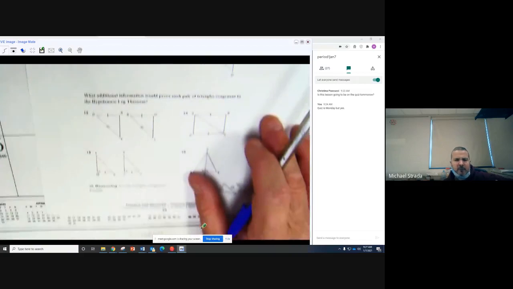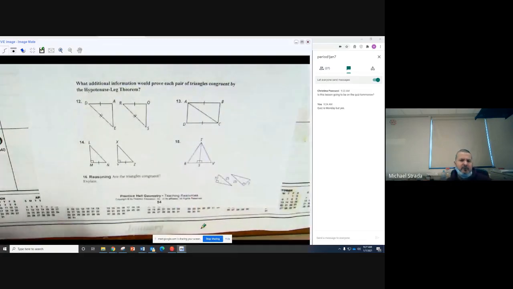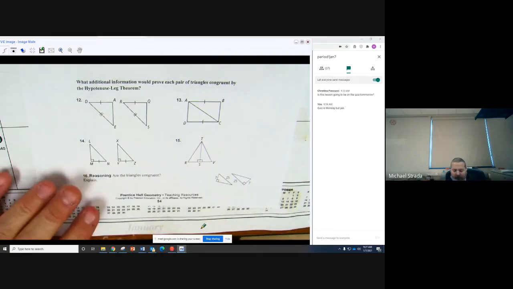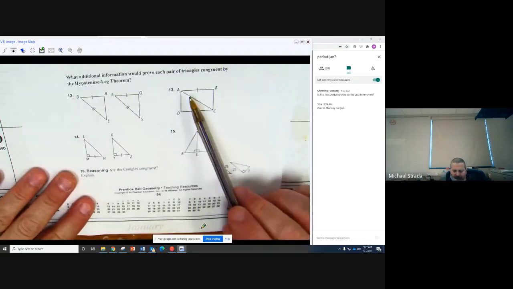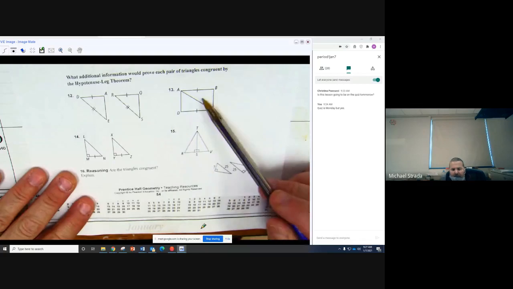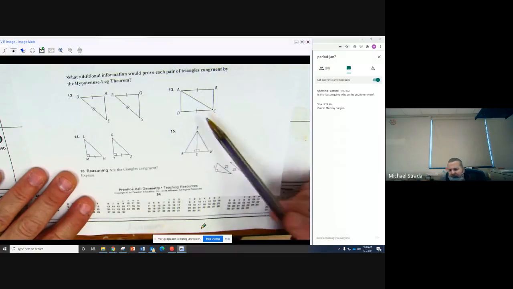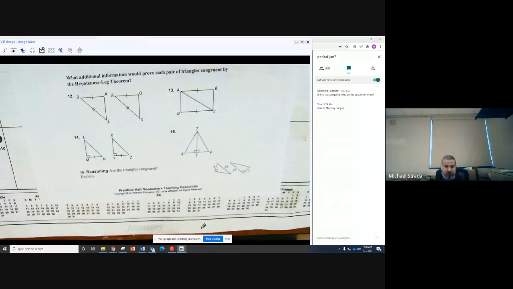Number 12, what additional information would prove each pair of triangles congruent by the hypotenuse leg theorem? All you're looking to do is add a single statement. And if it's already known to be true, you don't have to add it. For example, in 13, 15, they both have a shared side. So you can assume that's true. So they're looking for whatever else you need.